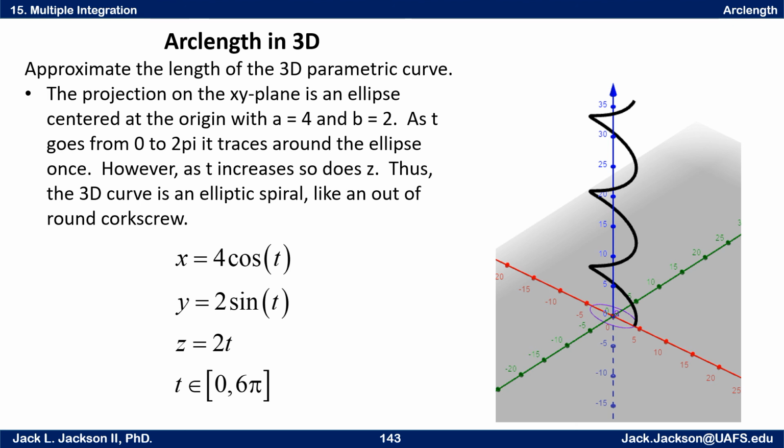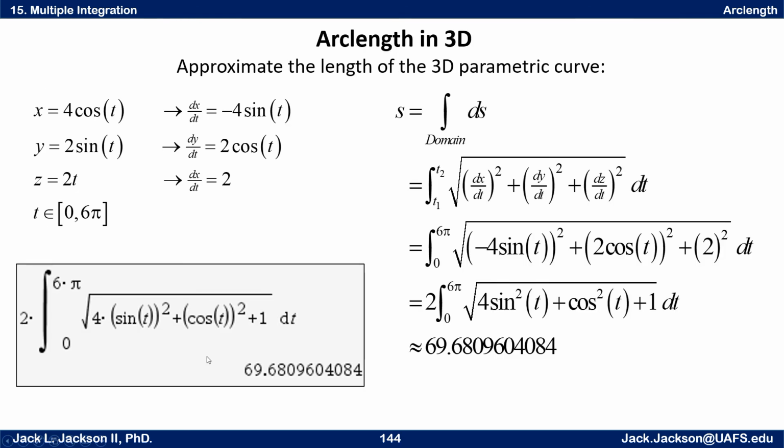Let's see if we can work that out. Okay, so s is the integral over whatever the appropriate domain is of ds. So in parametric form, that's from some lower t to some upper t. You take the derivative of x with respect to t, square it, plus the derivative of y with respect to t, square it, plus the derivative of z with respect to t, square each of those derivatives, add them up, square root. And that's what we want to integrate.